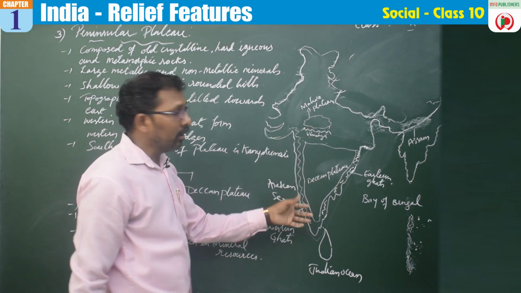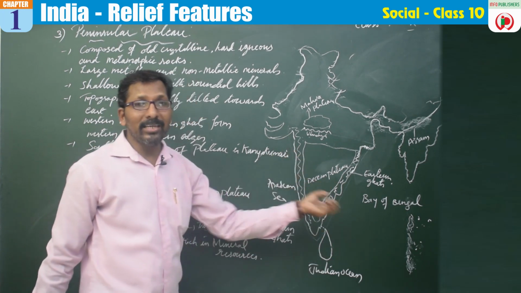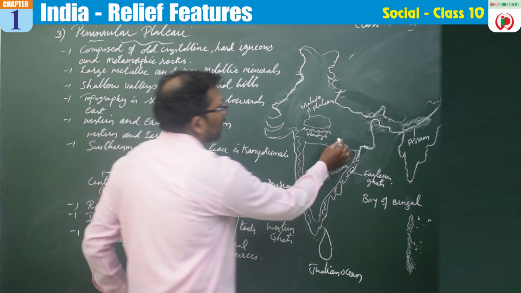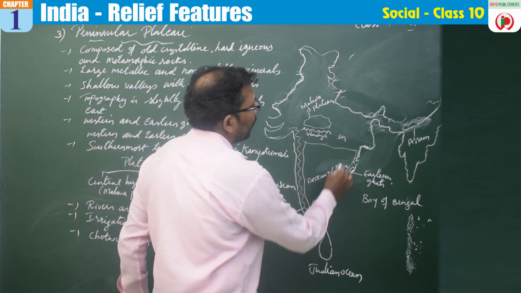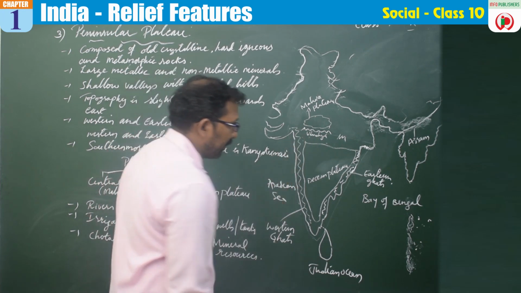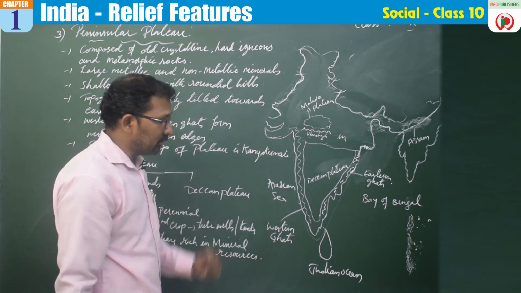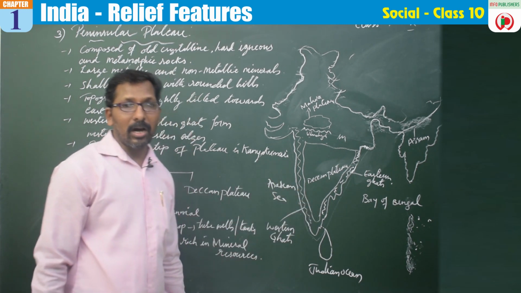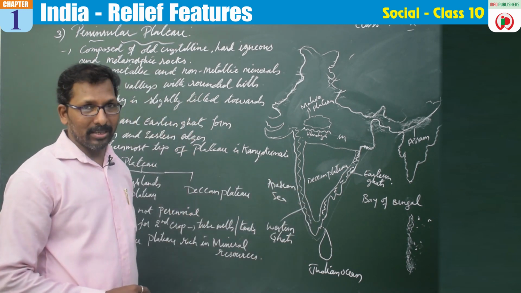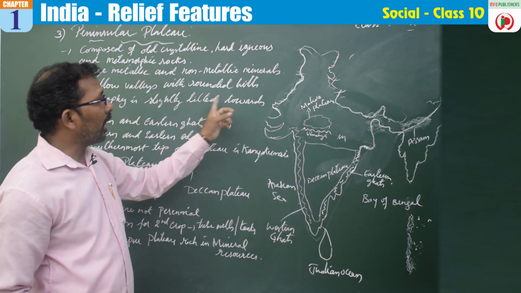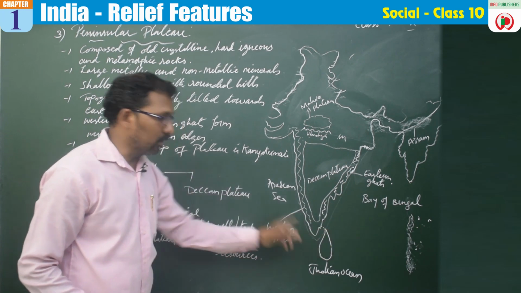Many rivers are flowing, and you can find the valleys also present there, which are surrounded by hills. There are many hills there, my dear children. Maikala is there, the Vindhya ranges are there, the Satpura ranges are there, the Sahyadri ranges are there. Then as we come down, there are many ranges or hills present. Means this Peninsular Plateau is surrounded by round hills.